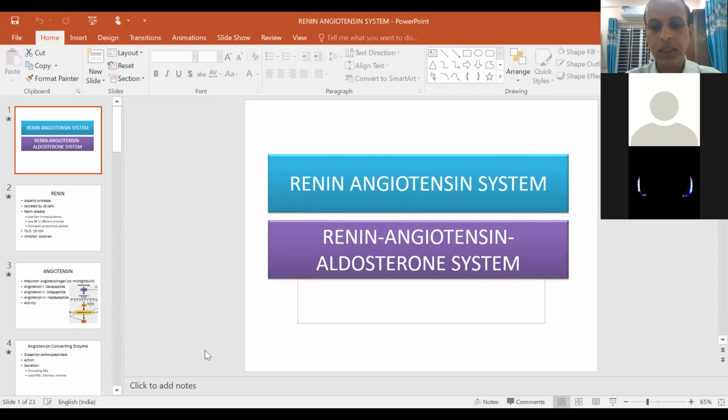One word more, that is renin angiotensin aldosterone system. Okay, so in short it can be called RAS.